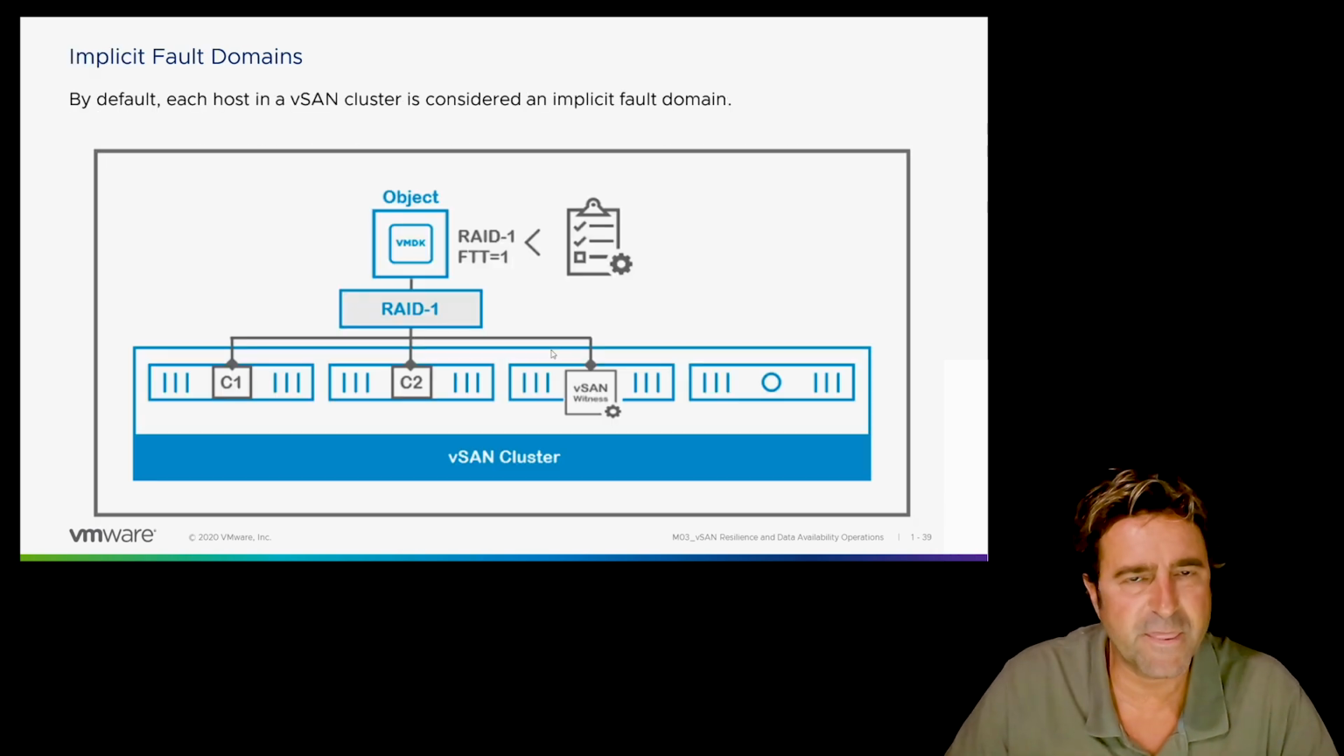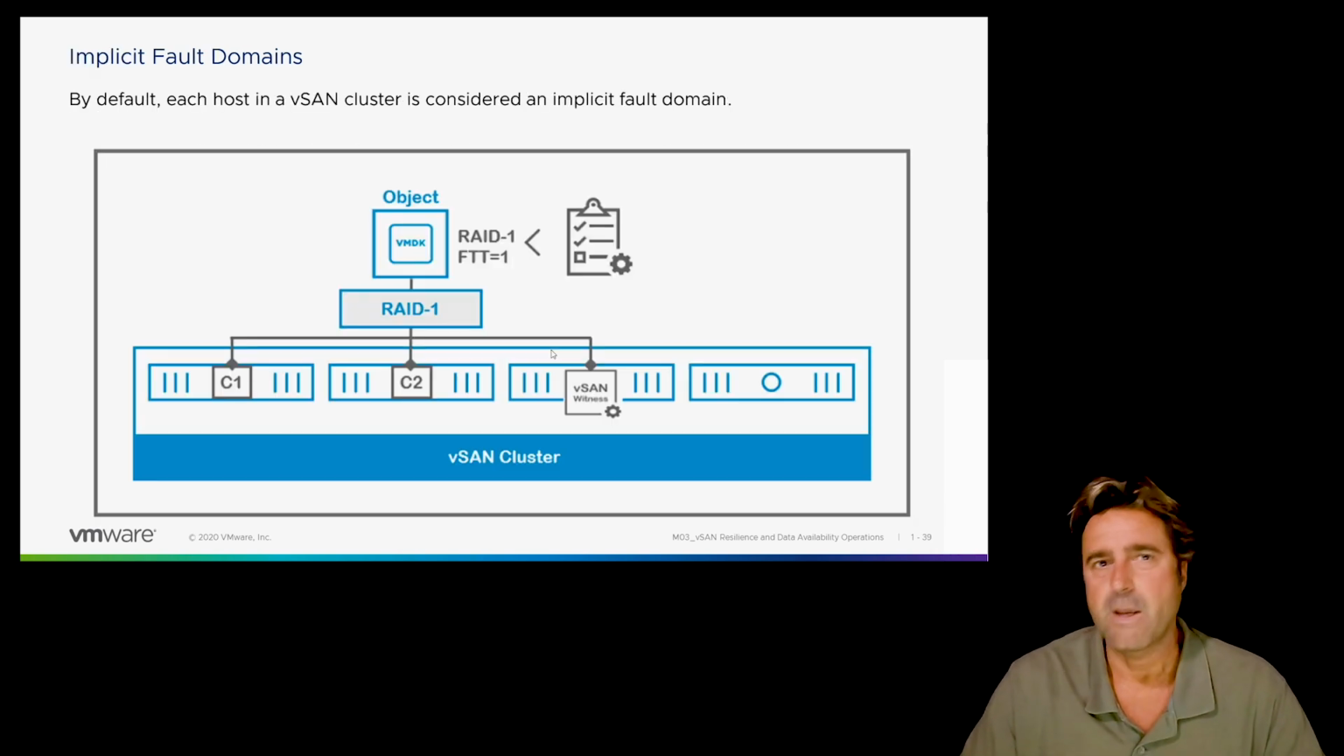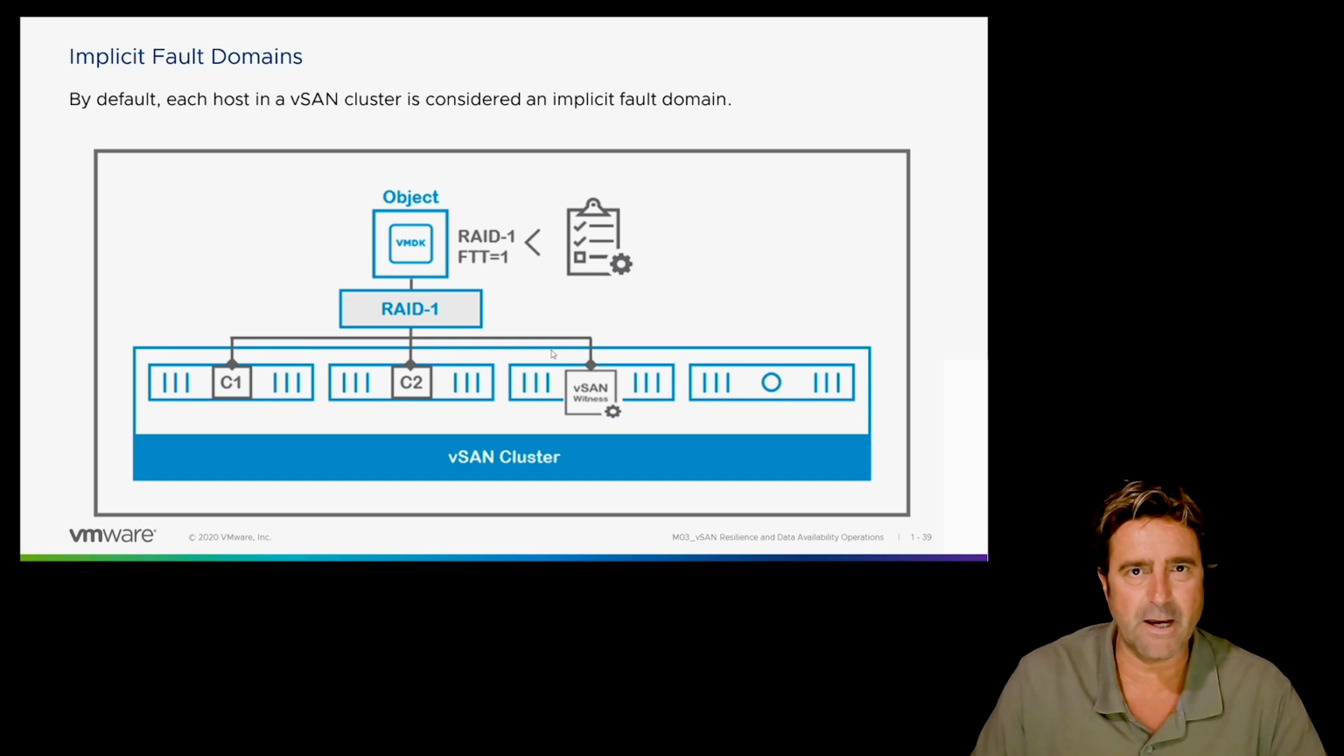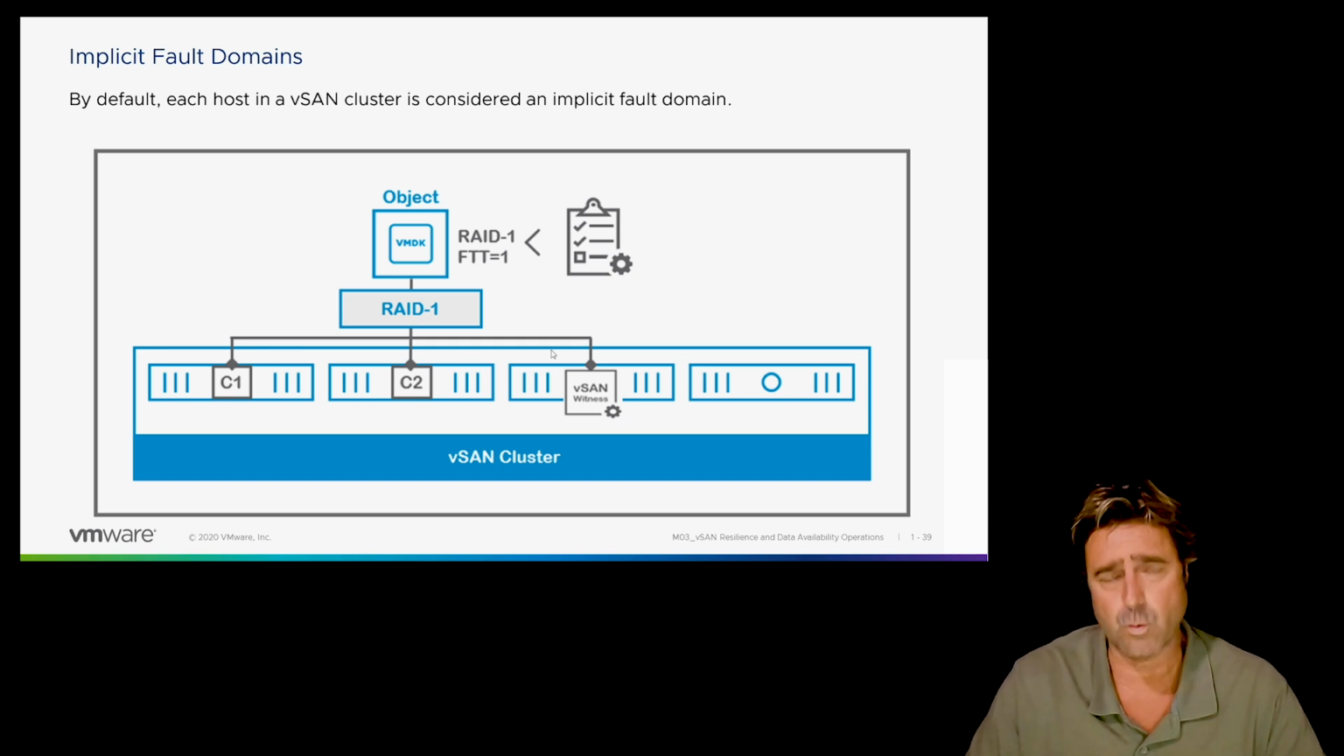Now let's take a look at this particular scenario. Here we're talking about implicit fault domains. So remember, in this case, I have 4 hosts. If you don't build explicit fault domains, these are 4 implicit fault domains. So in this case, I could very easily create a RAID 1 VM if the VM is a two-way mirror.